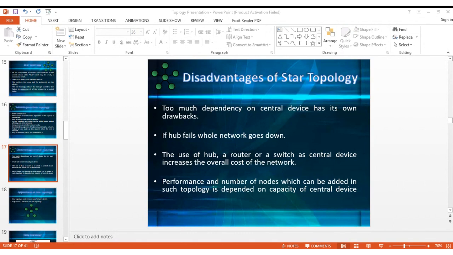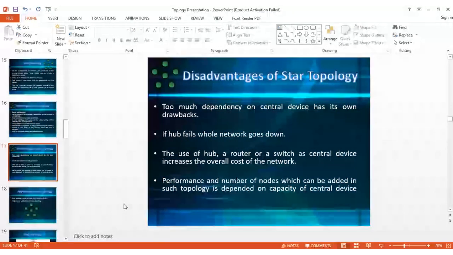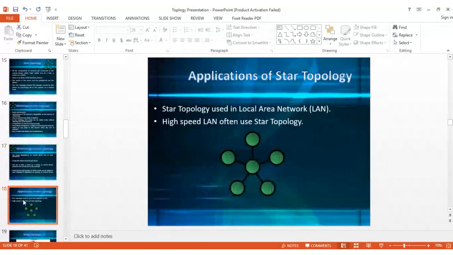Any question on the limitations? Any question on this topology? Any question or any clarification?